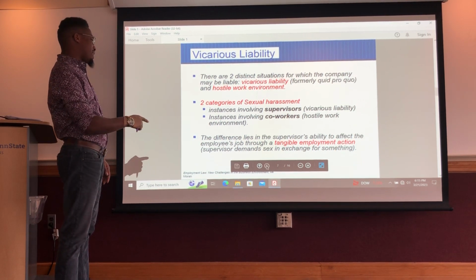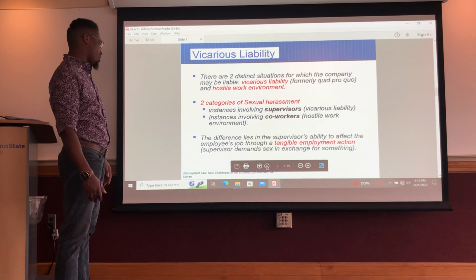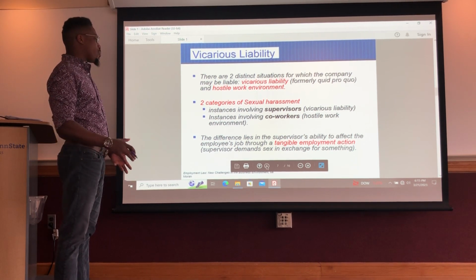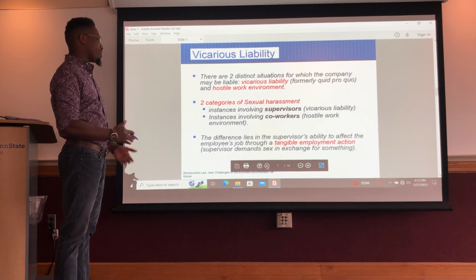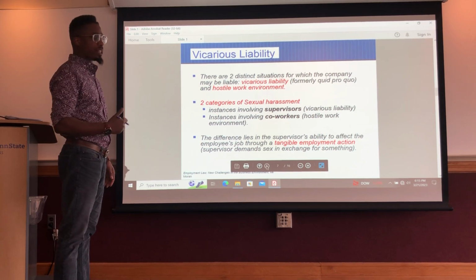The difference lies in the supervisor's ability to affect the employee's job through a tangible employment action. Such as a supervisor demanding sex in exchange for something. A big portion of that also is power. Your supervisor or manager has wieldable power over your workplace environment.